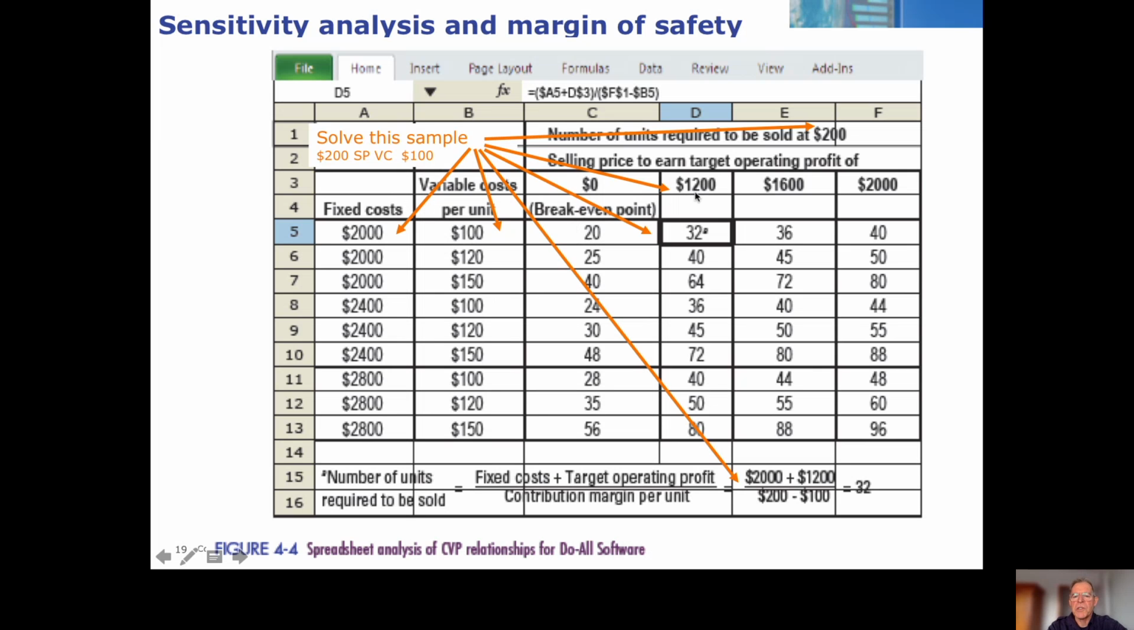Well, what about if we wanted to also generate a profit of $1,200? So let's have a look down here. We'll pick up the fixed cost plus the target profit. Not only do we want to cover the 2,000, we also want to generate $1,200. Divide by the selling price minus the variable cost, $100, and we've got a figure there of 32 units. Once you've done the formula, you could just drag that down and it will complete all these different scenarios for you.